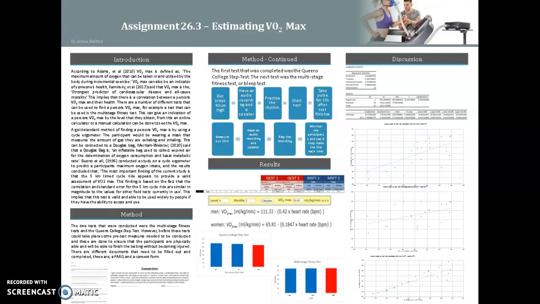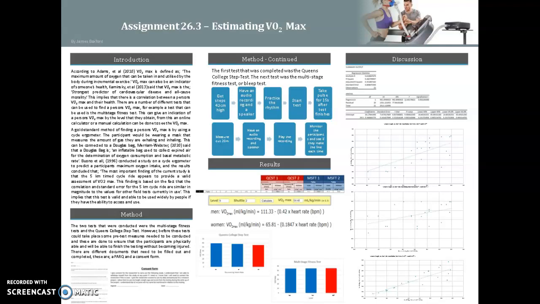So by using the multi-stage fitness test, instead of the Queen's College step test and the Douglas bag, it is one of the most accurate indirect measures. As previously stated, both of these measures are indirect because they cannot exactly measure the person's VO2 max, because that has to be done via gas analysis. And then once identified that there is a positive correlation between the two tests, it is then possible to see how accurate both of these tests have been.